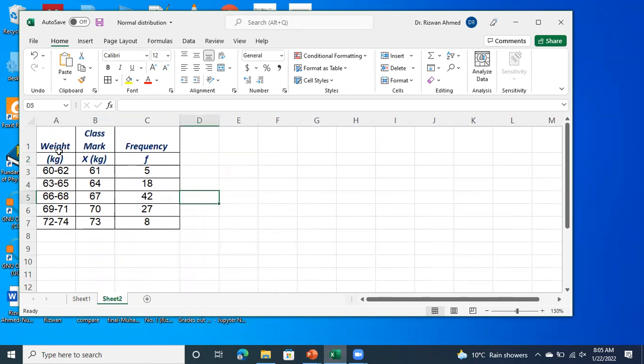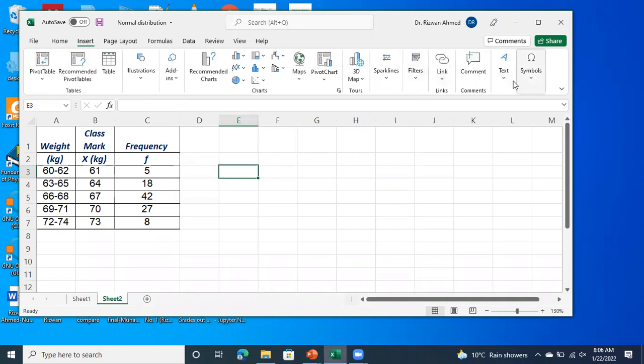So in the first column, we have weights of the students. Second column, class mark, which is the mid value of a particular class and the corresponding frequencies there. To apply the normal distribution model, we have to first evaluate the mean value and the standard deviation, because a normal distribution is defined about a mean value and a standard deviation.